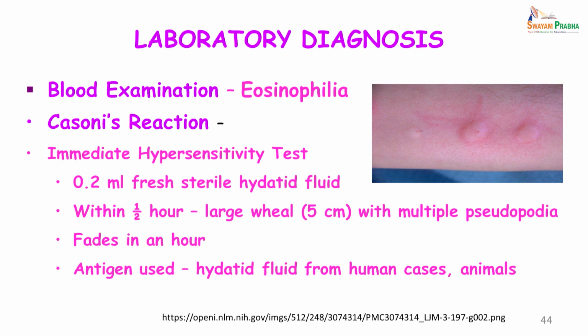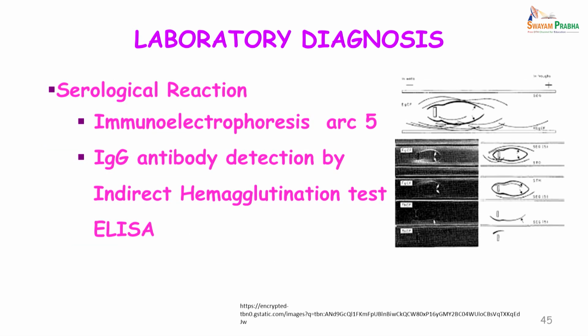The antigen is hydatid fluid, which has been derived from either human hydatid cyst or that which has been recovered from animals like sheep, goat and cattle. Serological tests consist of demonstrating the presence of antibodies, the IgG antibody, which can be detected either by the indirect hemagglutination test or by ELISA test, or demonstrating arc 5 by doing immunoelectrophoresis on the serum of the patient.